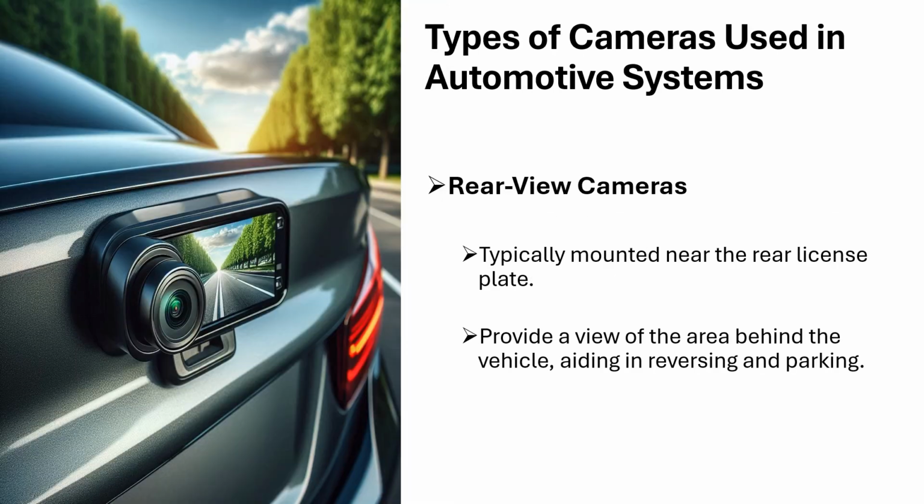Rear view cameras are typically mounted near the rear license plate and provide a view of the area behind the vehicle, and aid in reversing and parking assist. Many cars are retrofitted with this, because not all the major providers provide this system. There will be a small hole near your number plate or somewhere else, looking at the back side. It is very helpful when you are reverse parking, because it's very hard to look at the rear side. It's sort of a blind area where you cannot see.